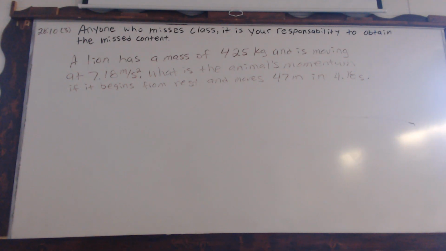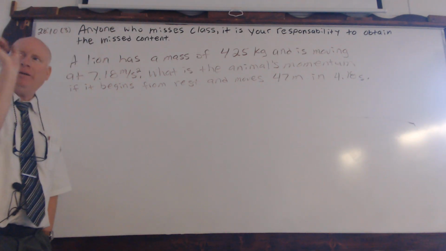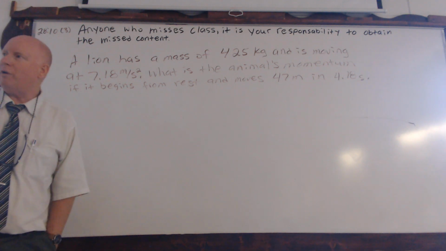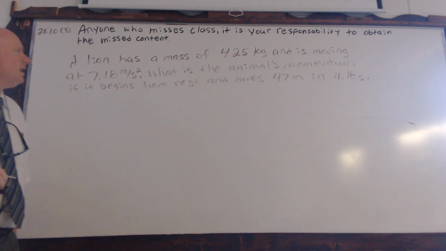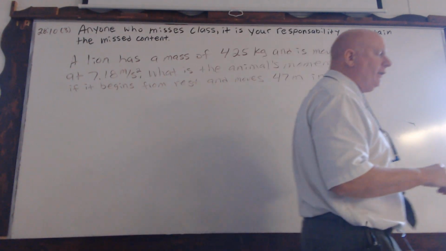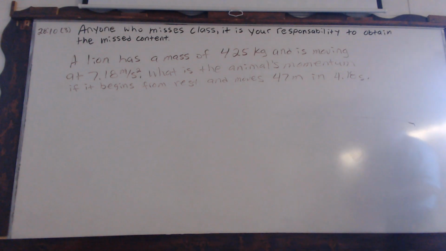If a lion is moving over a distance of 47 meters in 4.18 seconds, and is moving at 7.18 meters per second. I'm just kind of ad-libbing, jumping all over the place. So you want me to just go in order? Yes. Okay. A lion has a mass of 425 kilograms and is moving at 7.18 meters per second squared. What is the animal's momentum? If it begins from rest and moves 47 meters in 4.18 seconds. Okay?